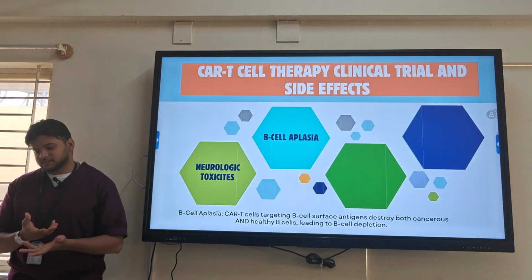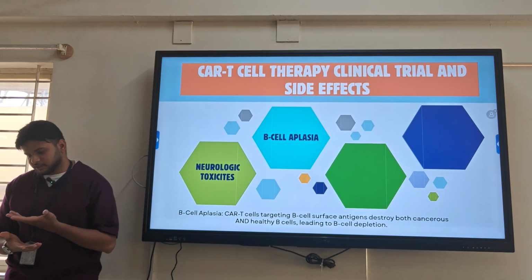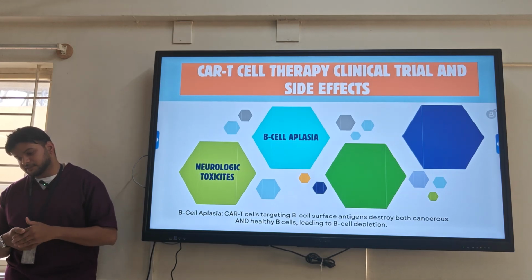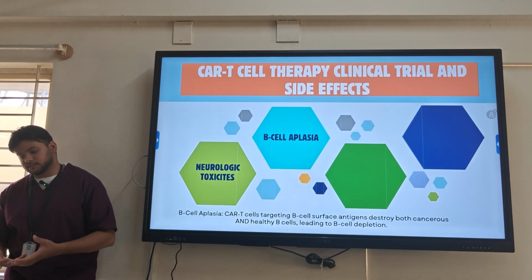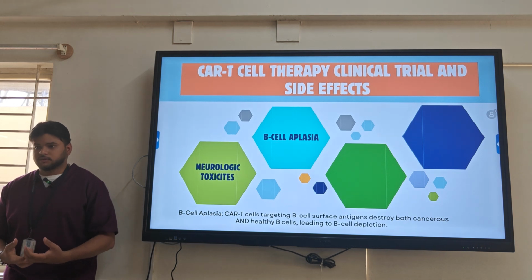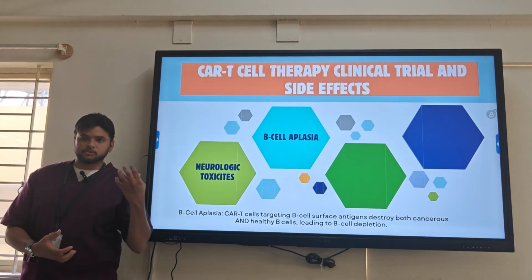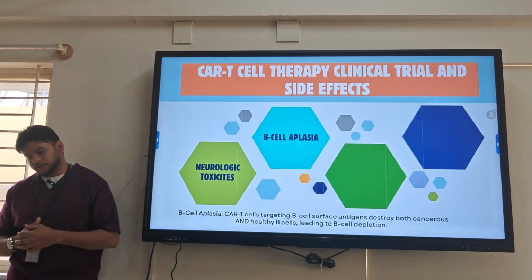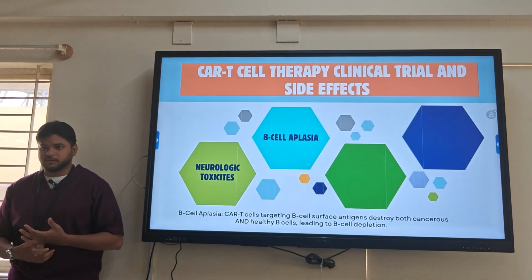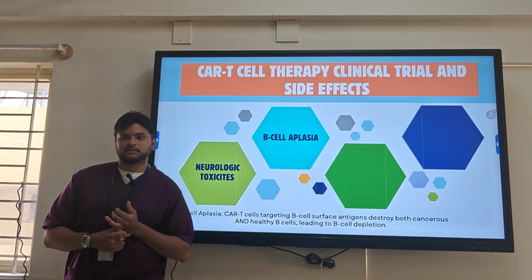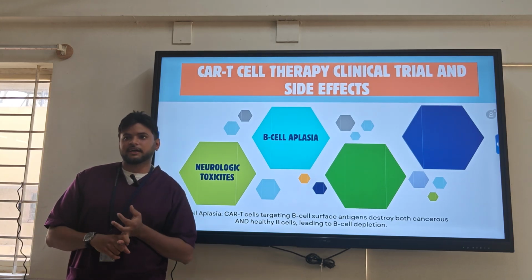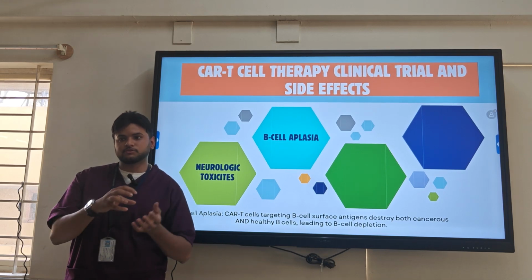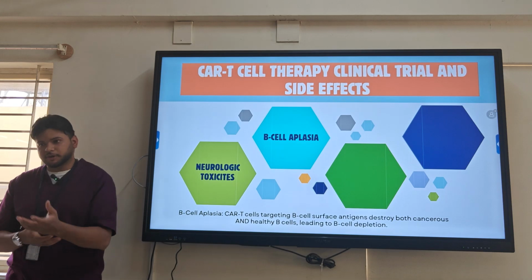Okay. Aplasia is like the CAR T cells targeting B cell surface antigens, destroying both the cancer cells and healthy B cells. Okay, you got my point. B cells in cancer cells are killed, and the healthy B cells are also killed, leading to B cell depletion. If B cell depletion is there, then it leads to a decrease in the activation of T cells. B cells are the core receptors which help T cells to fight against foreign bodies of any kind.